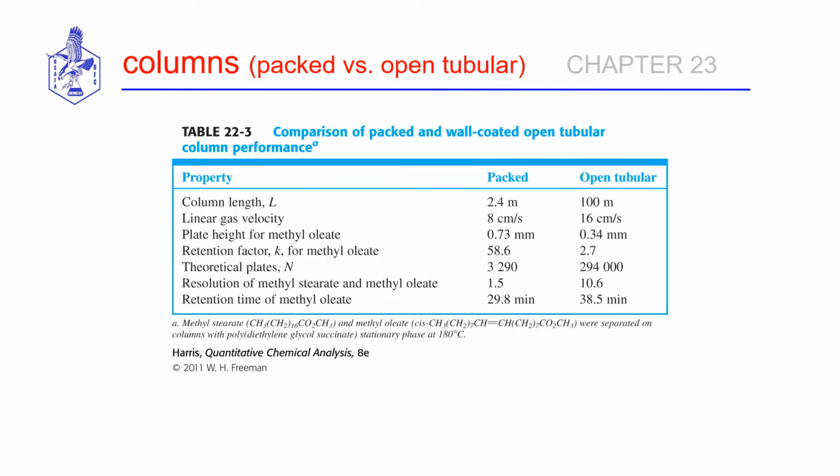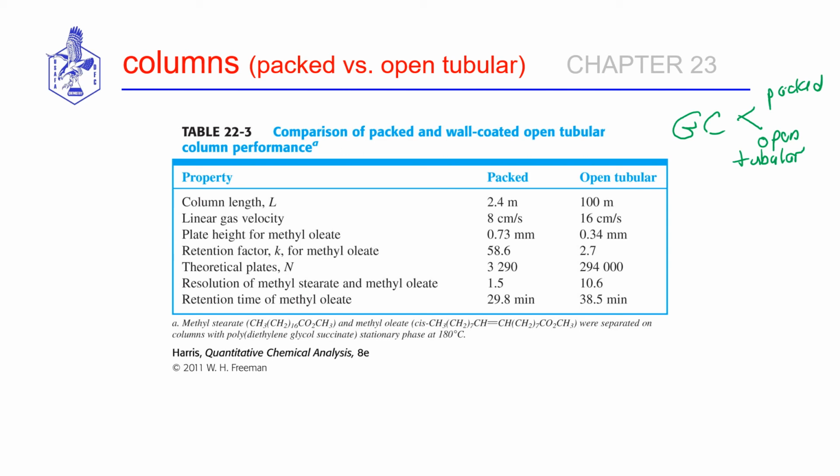So to summarize, when we carry out column chromatography, we want to minimize the band broadening. And keep in mind, if you're doing gas chromatography, you have a choice of the kind of column you're going to use. You can use a packed column, or you can choose an open tubular column, a capillary column. So it's important to know how these two different columns perform.